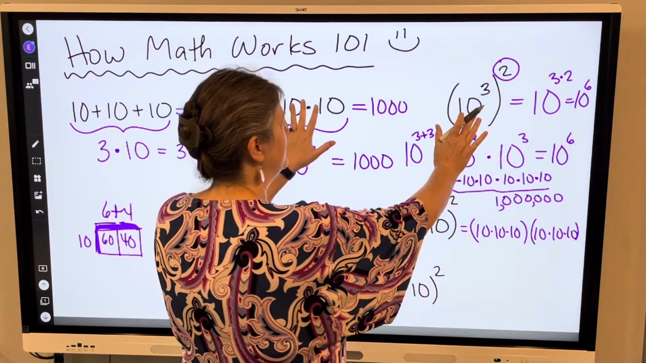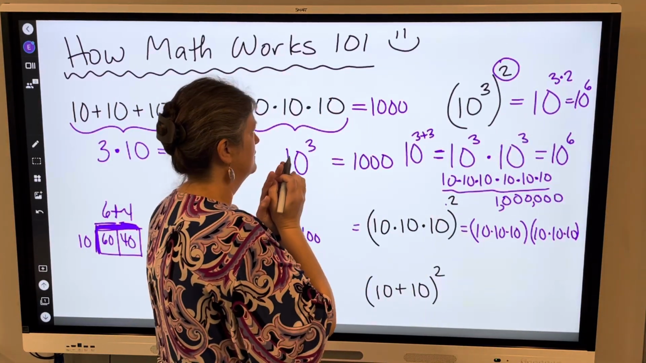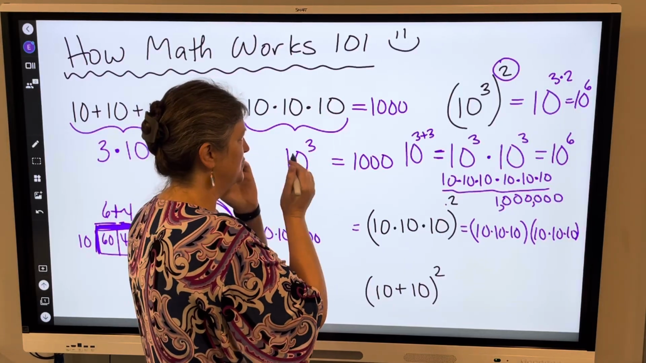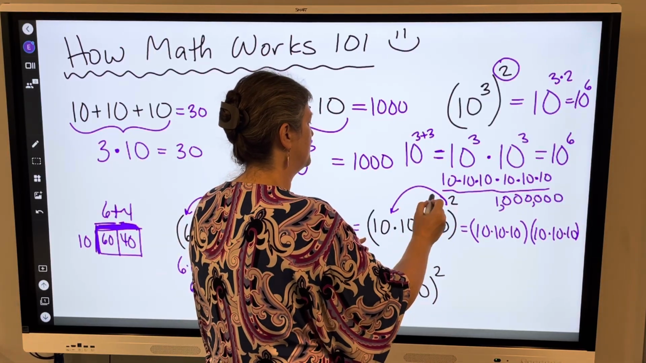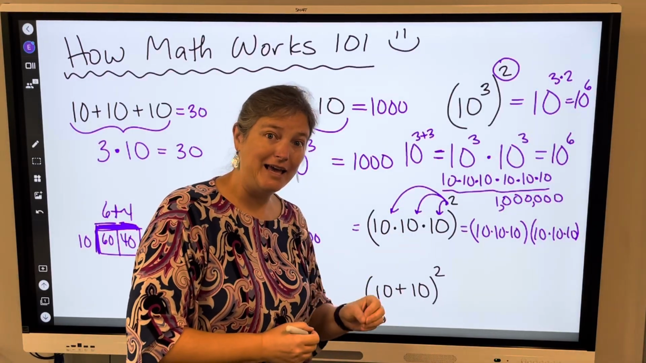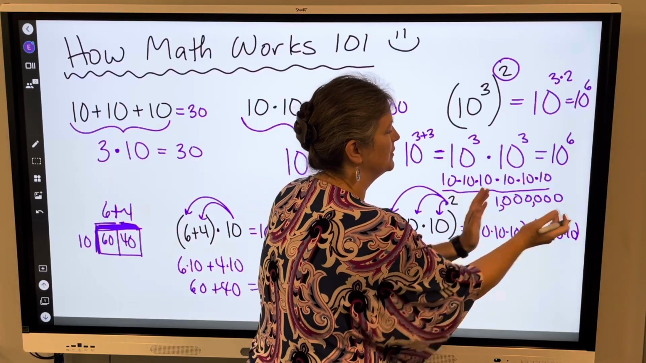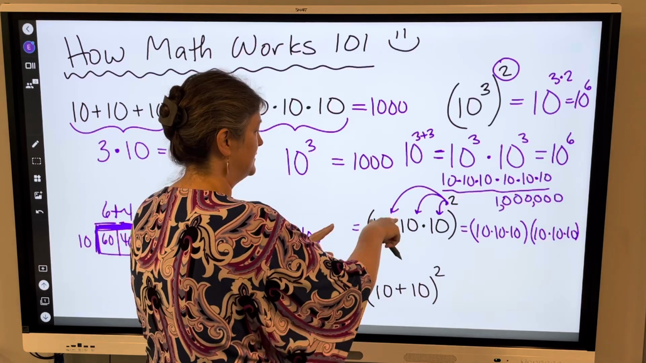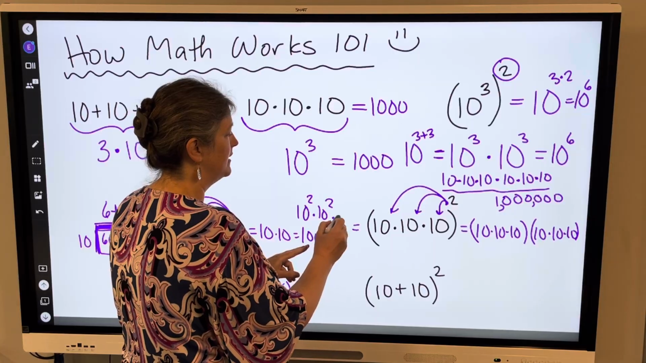Now I'm going to jump over here and say, well, repeated multiplication is exponents. I can change multiplication into a series of exponents. So I should be able to distribute that exponent across multiplication. Yes, I can, right? So instead of thinking of it as the meaning of the exponent is this and this, I could alternatively and validly say that this is 10 squared times 10 squared times 10 squared.